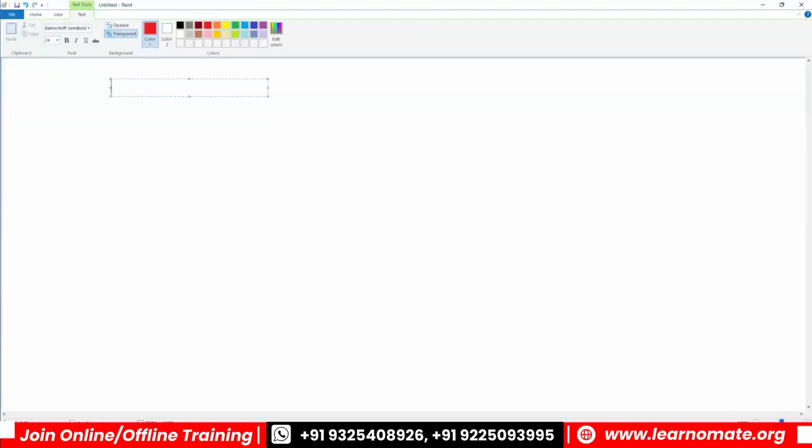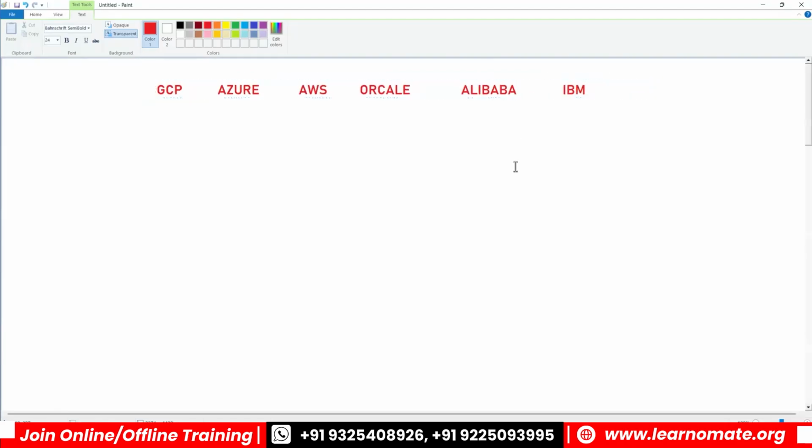There are three: AWS, Azure, and GCP. Any one more? Oracle Cloud, if I'm not wrong. Oracle is also there. Alibaba, and IBM. So these are the different cloud providers in the market.